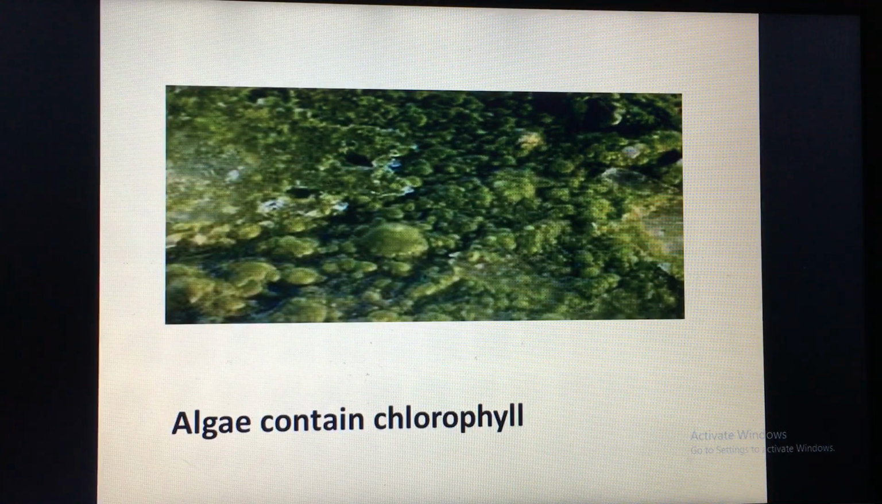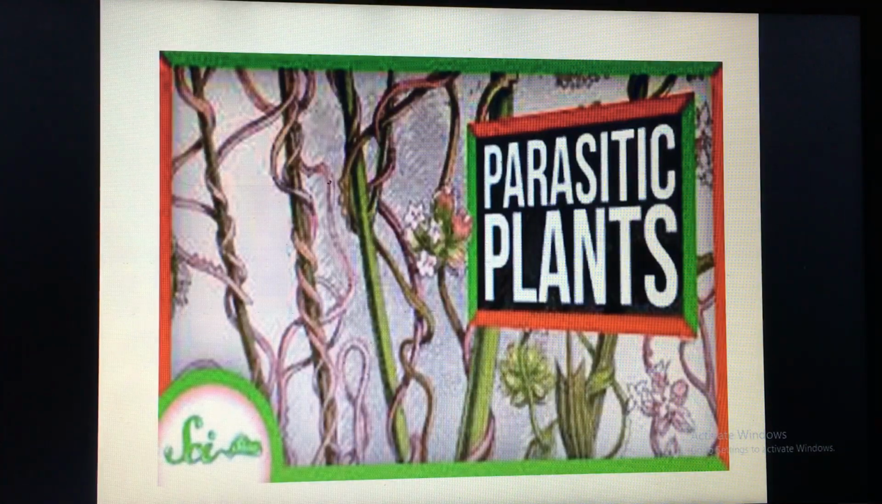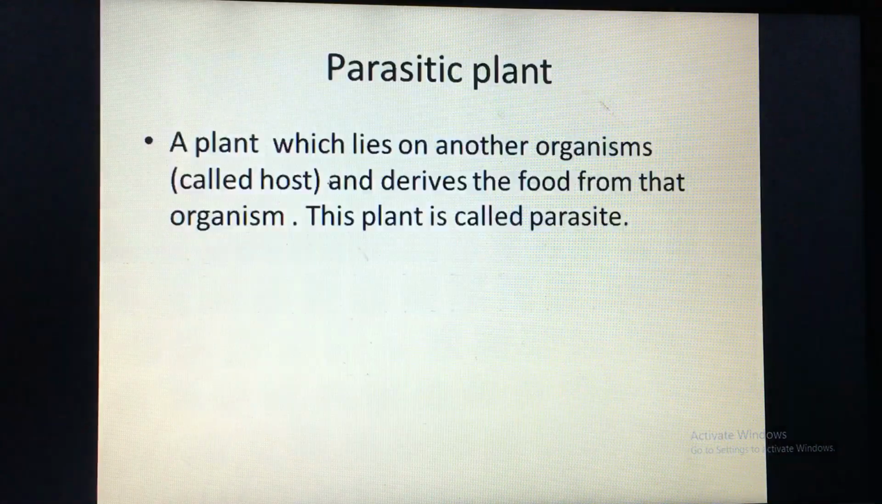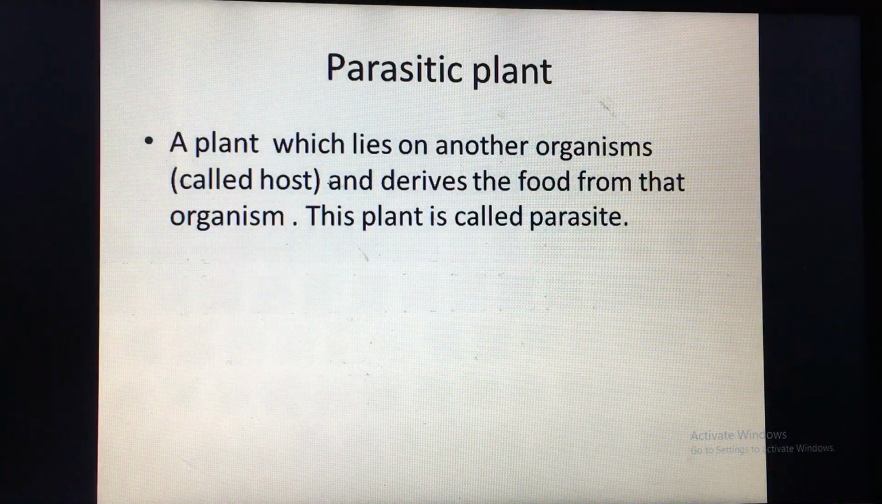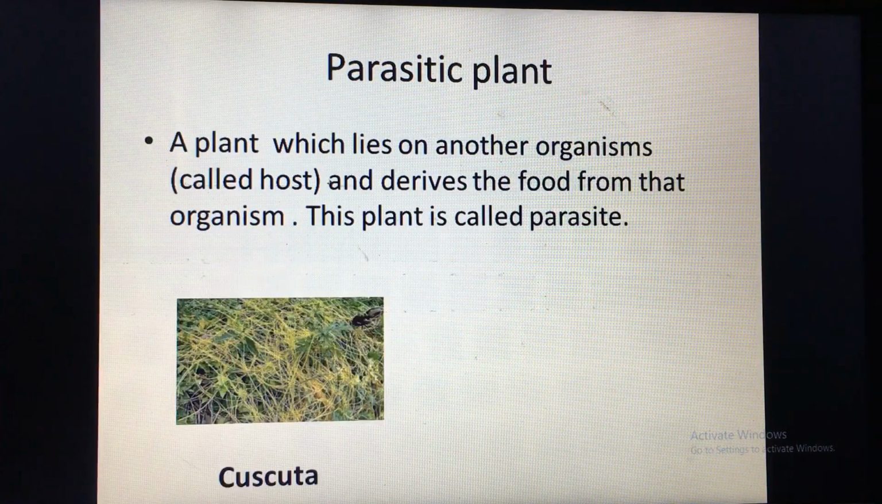The next is parasitic plants. A plant which lives on another organism, called the host, and derives its food from that organism is called a parasite. An example of a parasitic plant is cuscuta.